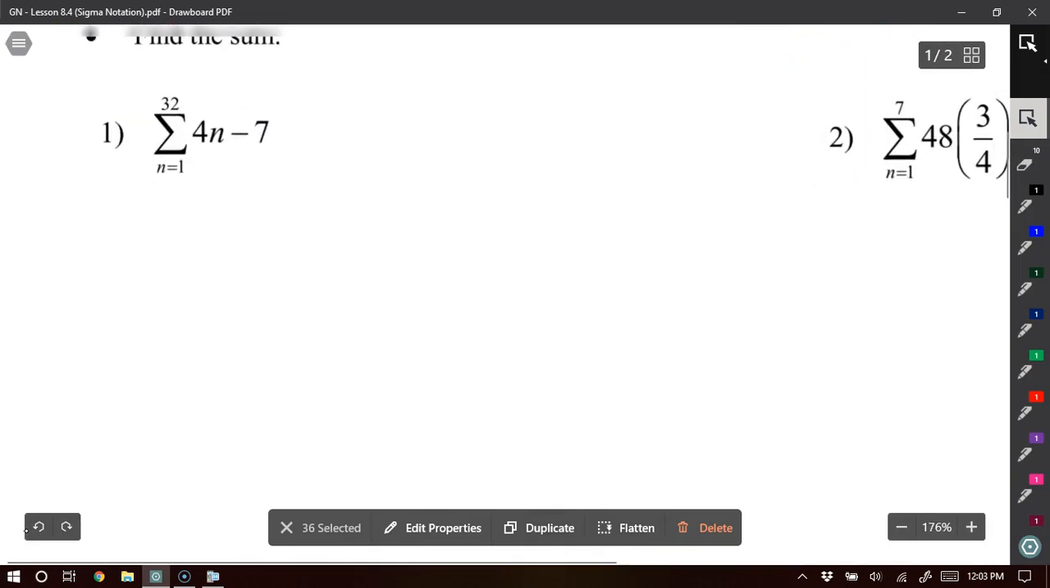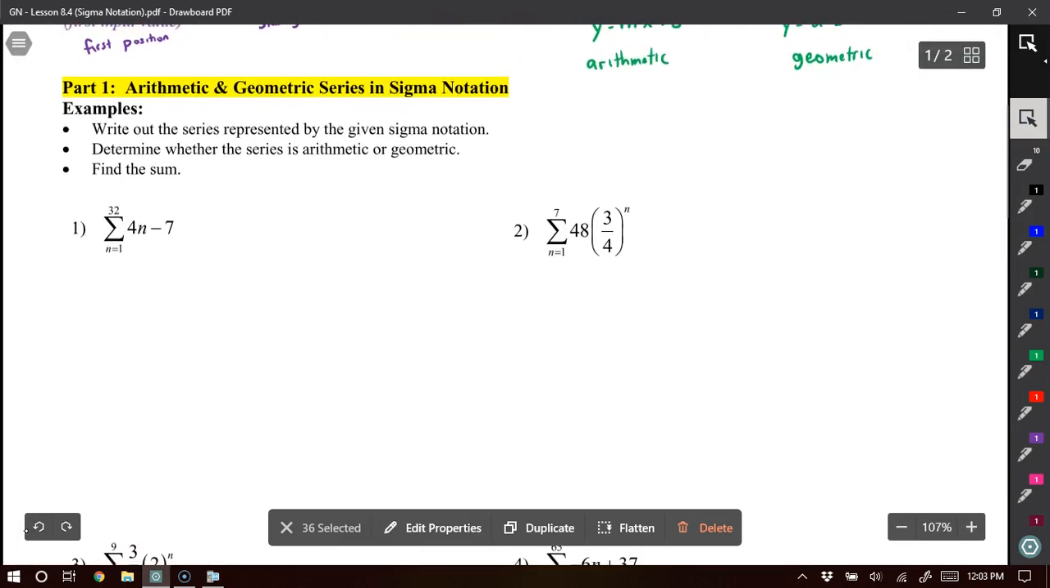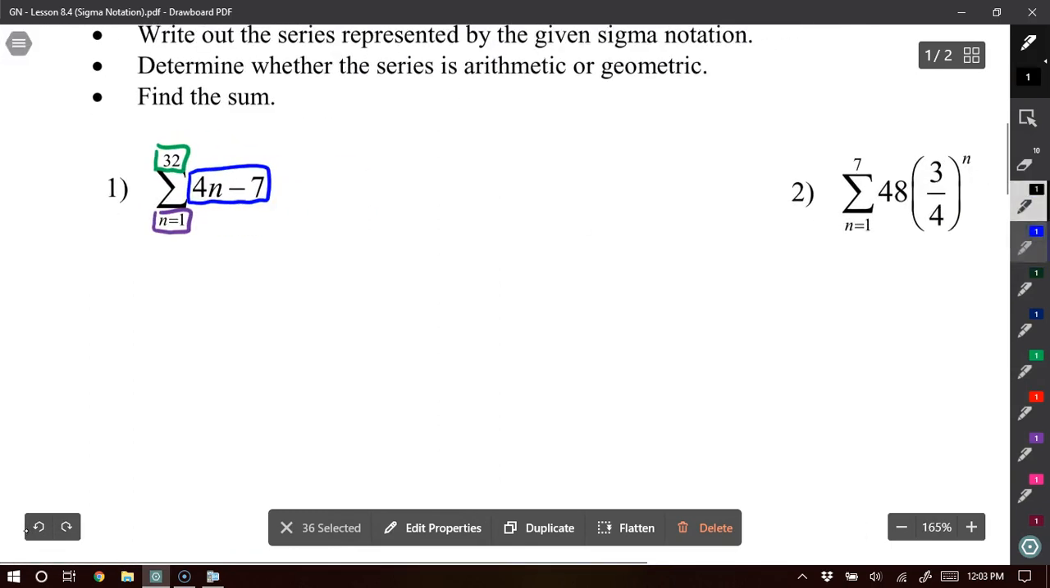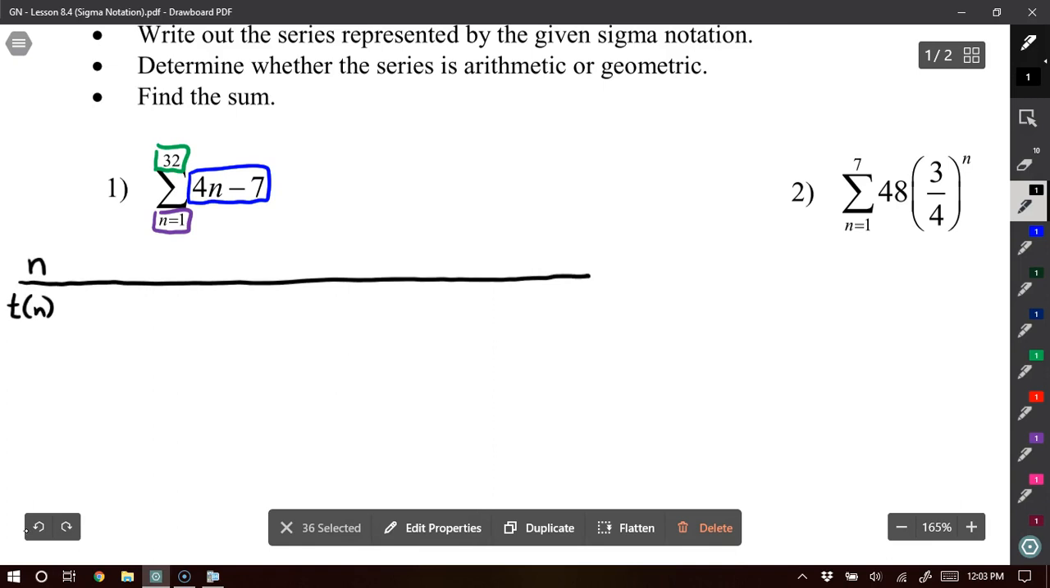So first off, let's write out the series. And I'm going to use the same color coding to be consistent. So purple on bottom, green on top, blue for the expression. So first off is write out the series represented by the sigma notation. And I'm going to look at it as a table. I have my position, and I'm going to have the term at that position. Well, what position do I start at? It's telling me n equals 1, so I'm starting at position 1.